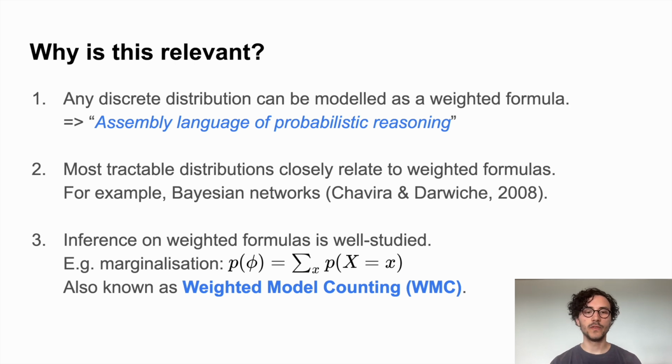Now, why is this a relevant thing to do? Well, this is kind of a very low level, a kind of assembly language for probabilistic reasoning, and a lot of existing tractable probabilistic models closely relate to this formalism. For example, Bayesian networks or other models such as factor graphs or probabilistic logic programming can often easily be translated into weighted formulas. And also inference on these weighted formulas is a well-studied problem, and doing a marginalization on it is also better known as the weighted model counting problem.